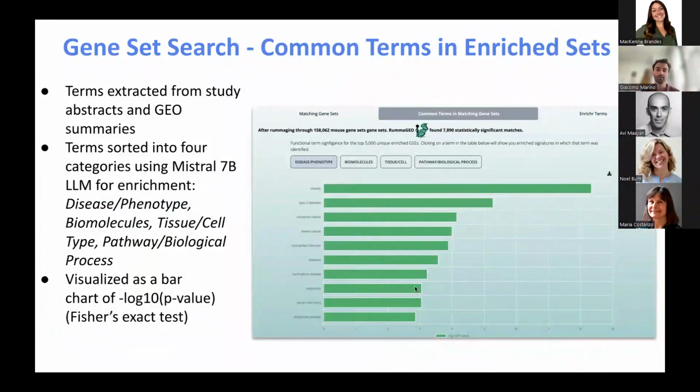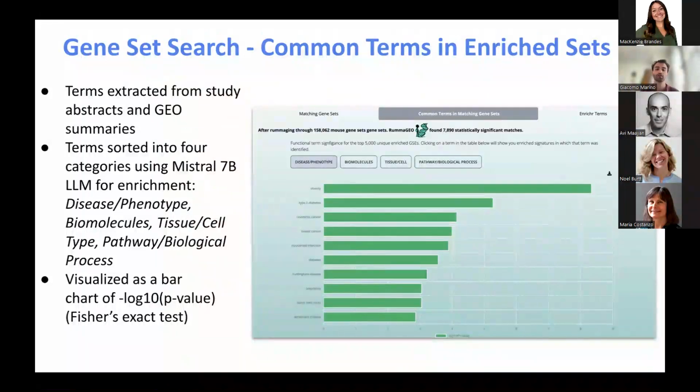Another thing that we did was look at these functional terms that we could extract from PubMed abstracts associated with these studies or from the GEO summaries themselves. And then we sorted those into categories using an LLM. These are four categories: disease phenotype, biomolecules, tissue/cell type, and pathway or biological process.